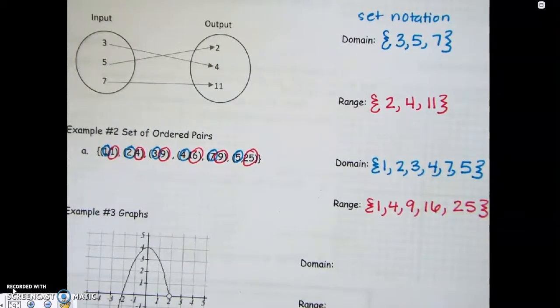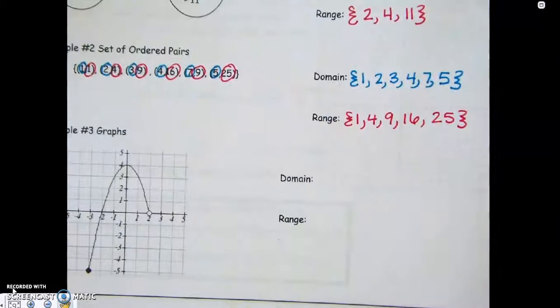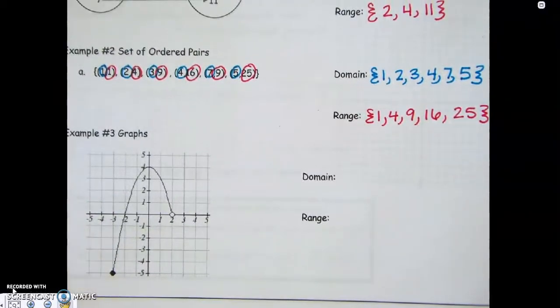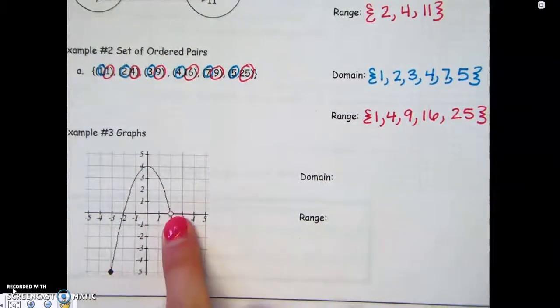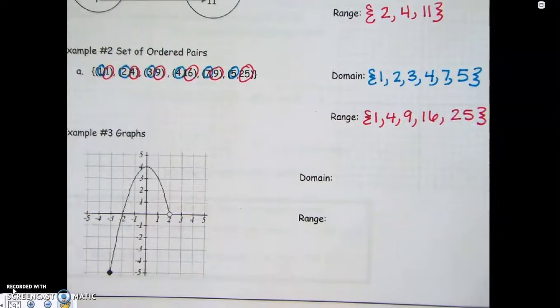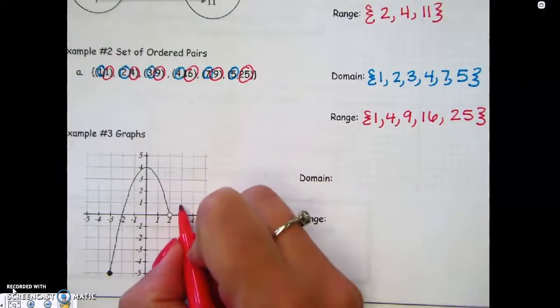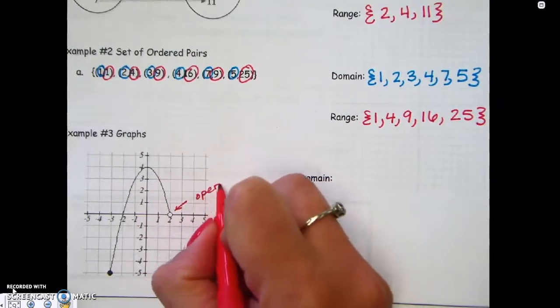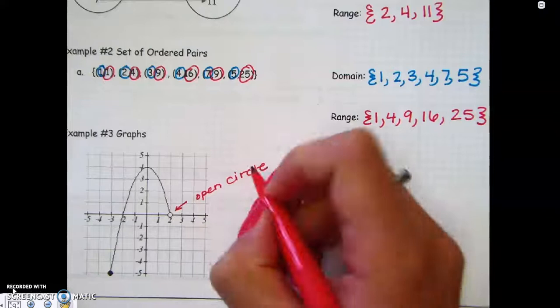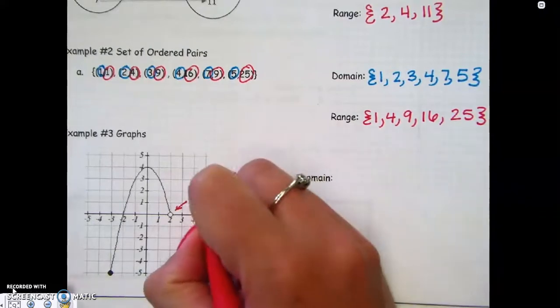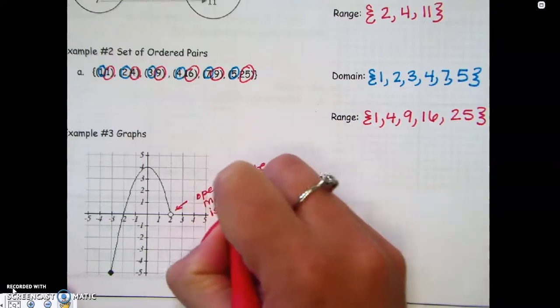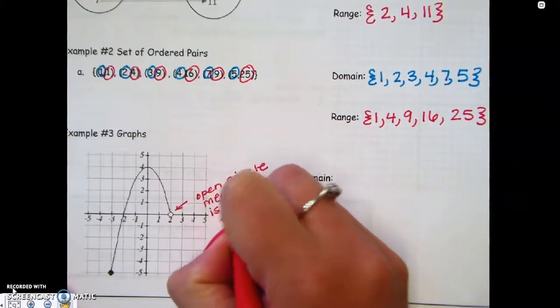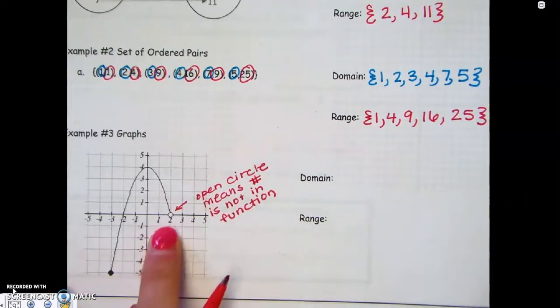So that's only when you have specific numbers. But say you have a range of numbers, no pun intended, or a continuation. So this graph is a continuation. It goes from this point to almost this point. And if you remember from our inequalities unit, whenever a circle is open, it means that the number is not in the function. So like 2 in this case is not in the function.